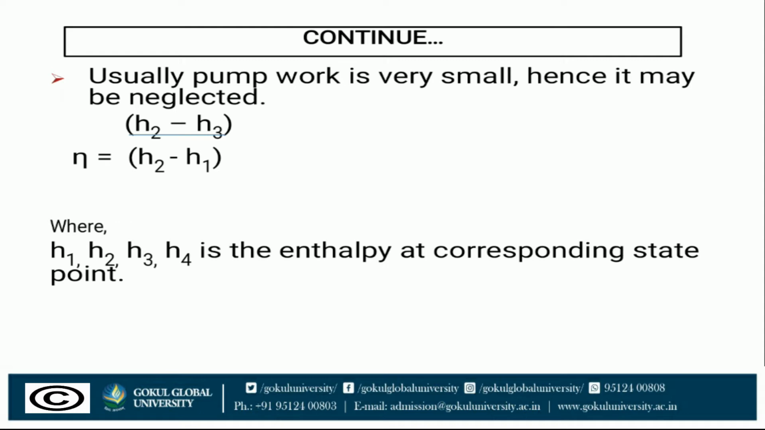Usually, pump work is very small, hence it may be neglected. Therefore, in this case, the efficiency of the Rankine cycle eta R is equal to (H2 minus H3) divided by (H2 minus H1), where H1, H2, H3 and H4 are the enthalpies at the corresponding state points.